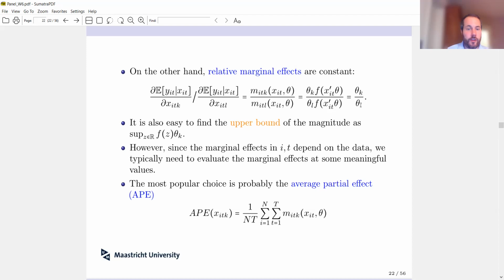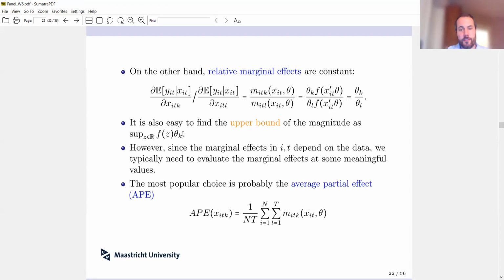Moreover, it's very easy to find an upper bound of the magnitude by simply taking a sup over this density. For instance, the sup can be 0.6, then you know that the marginal effect will be bounded by 0.6 times theta k.